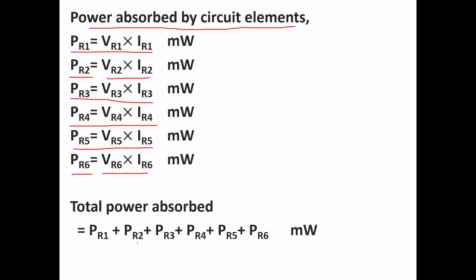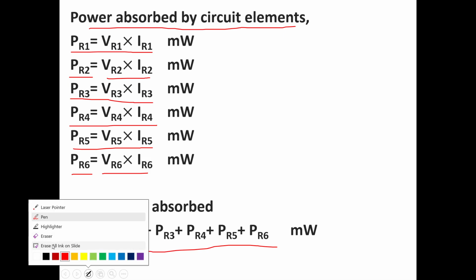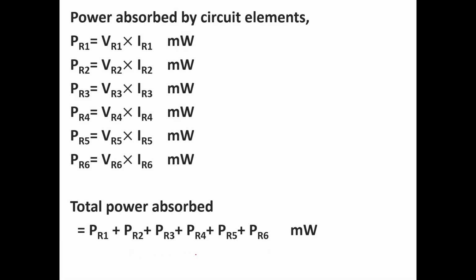Okay, so total power absorbed, you just add PR1, PR2, PR3, PR4, PR5 and PR6. You will get the total power absorbed by all the resistive elements, or circuit elements, passive elements. Pause the video and copy down this.